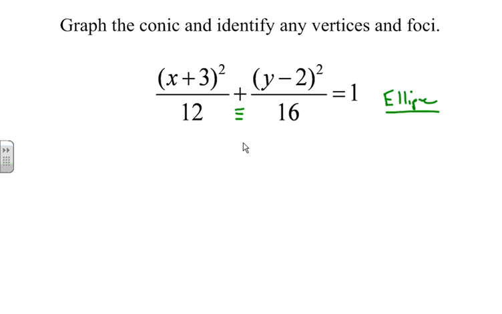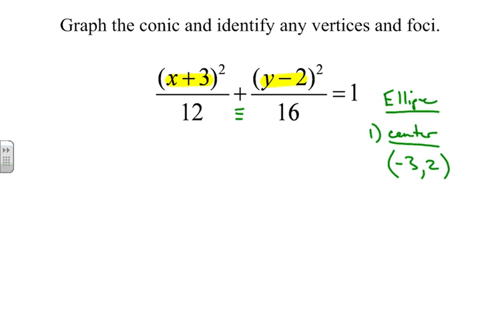Okay, so it's elliptical. Now from here, for the ellipse, we're going to identify some different things. It's already in the standard form of an ellipse, so we want to go through different aspects of it so we can graph it. First off, I want to find the center. So we're going to find the h and k. We look at the x value, x plus 3, so it's going to be negative 3. And then y minus 2, so it's going to be 2. So we have negative 3 and 2.